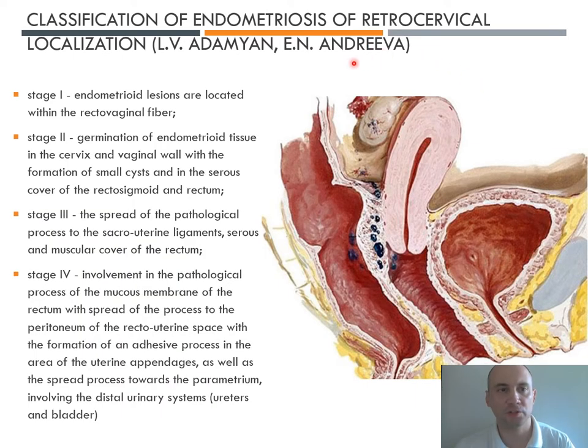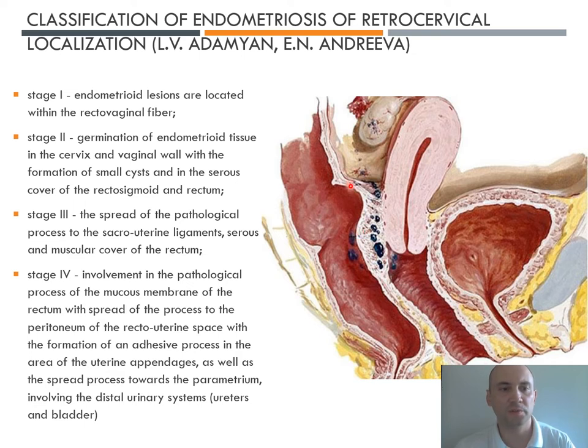Classification of retrocervical endometriosis. Stage 1, endometrioid lesions are located within the rectovaginal fiber. Stage 2, germination of endometrioid tissue in the cervix and vaginal wall, with the formation of small cysts in the serous cover of the rectosigmoid and rectum.